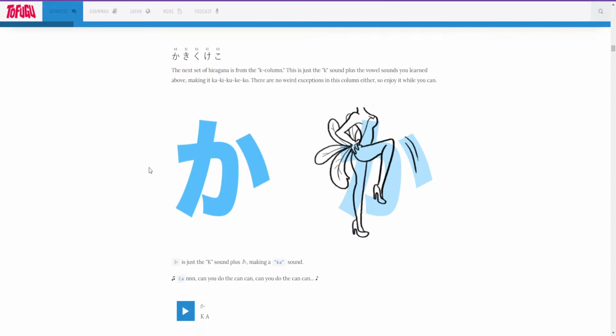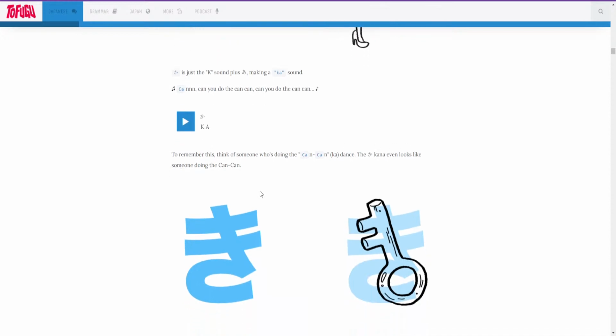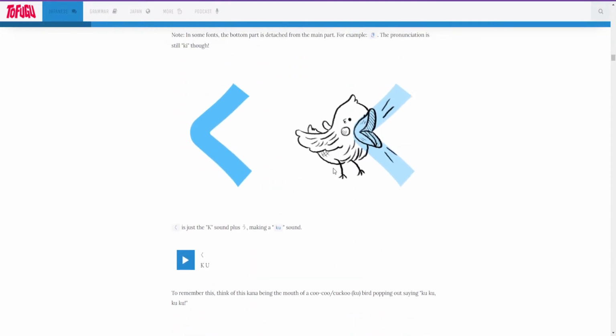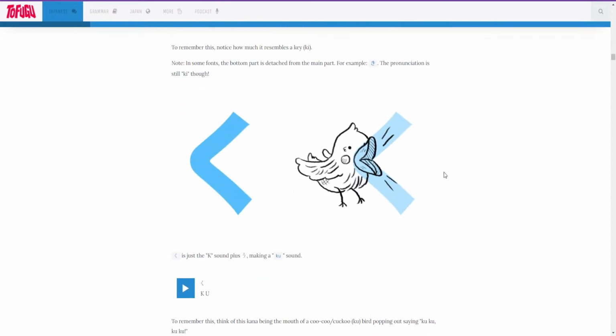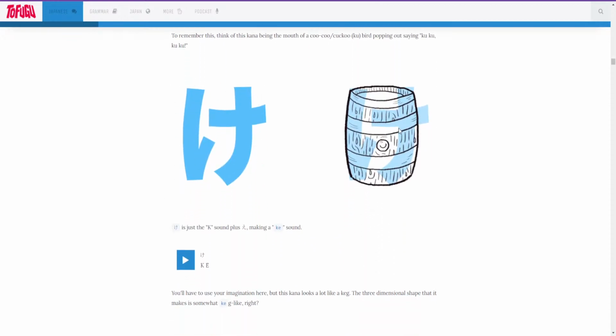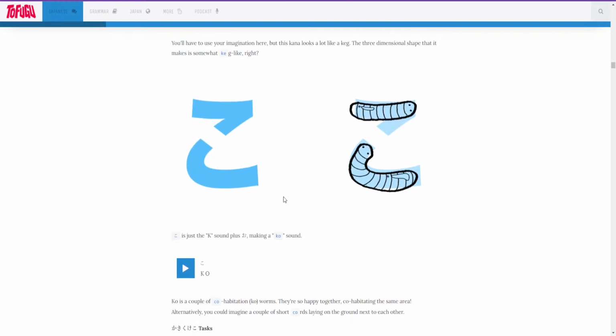Then we move on to the ka column. We have ka-chan dancing, ka. We have one that looks like a key, pronounced the exact same way, key. We have a crazy cuckoo bird screaming for help. This is his beak, ku, cuckoo bird. Coo. Then we have one that looks like a keg. Ke. It's rounded here on the side, so it's like a barrel or a keg. And then we have two worms just vibing, co-inhabiting the same area. Ko.